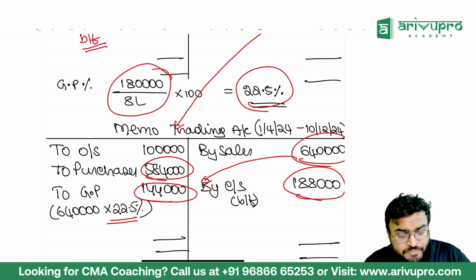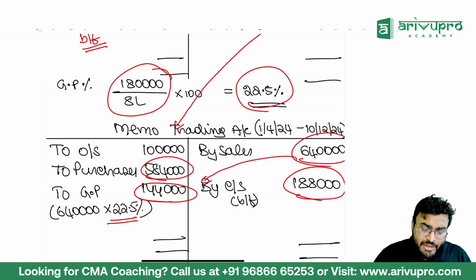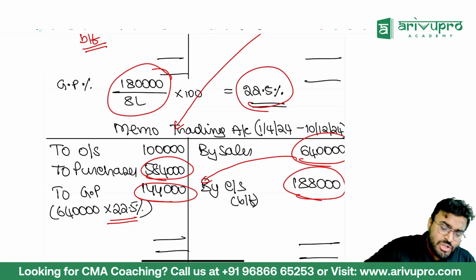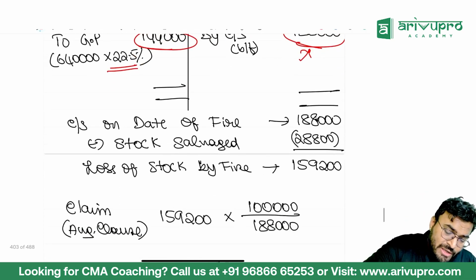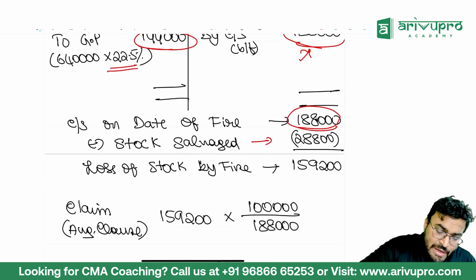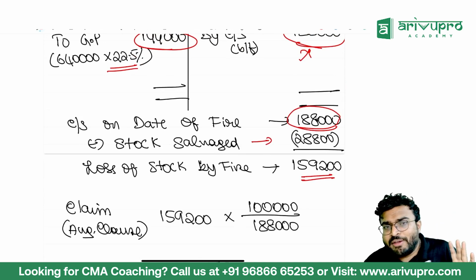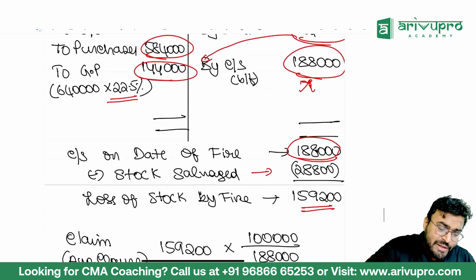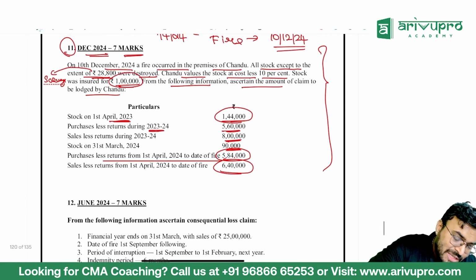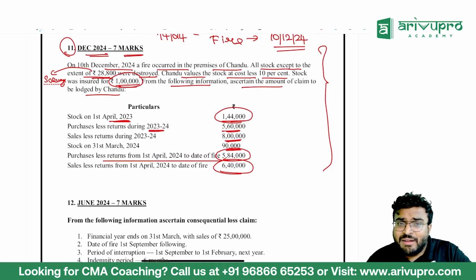Is this clear? Now when we know the closing stock on the date of fire, we are supposed to calculate the claim. Closing stock on the date of fire we know, but what was the actual loss of stock? Loss of stock is closing stock on the date of fire minus stock salvage. That time you will get the loss of stock by fire. When you know the loss of stock by fire, can you see closing stock on the date of fire is 1,88,000, but the policy amount was only 1 lakh. That means there is under insurance.